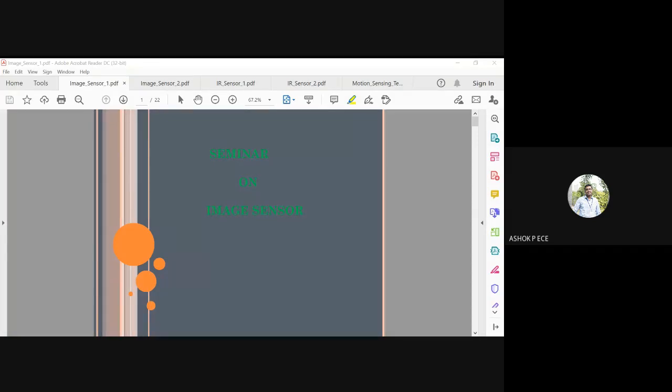We have so many sensors given in our syllabus, so we will see them one by one. The next classes are completely about the sensors: how the sensor works and how we are going to interface the sensor to your smart house. So first, we are going to see about the image sensor.